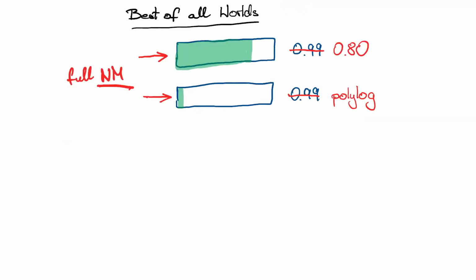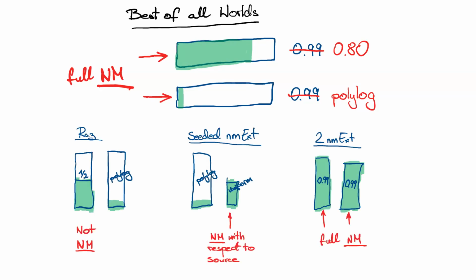So in a sense, it's a best of all worlds. If you look at two-source non-malleable extractors, well, we completely destroyed their requirements here. Our requirements are very low. If you look at seeded non-malleable extractors, first of all, we get full non-malleability with respect to both sources. Second of all, this does not have to be uniform.